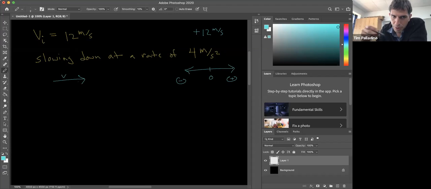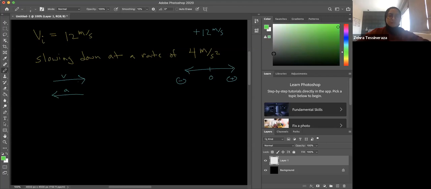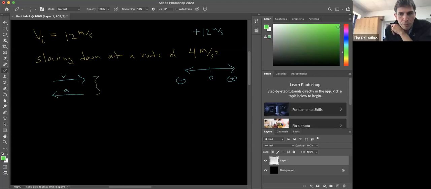Now in this case though, it says the car is slowing down at a rate of 4 meters per second squared. What was that rule that we talked about last time? What direction do the vectors have to point for something slowing down? Same direction or opposite direction? Opposite directions. Yeah, very good. So whenever you see velocity and acceleration pointing in opposite directions, it means slowing down.